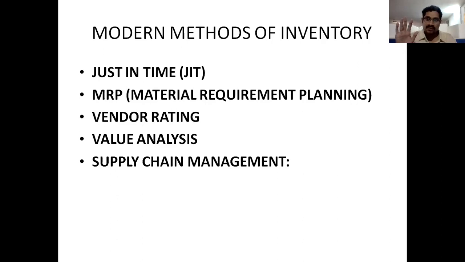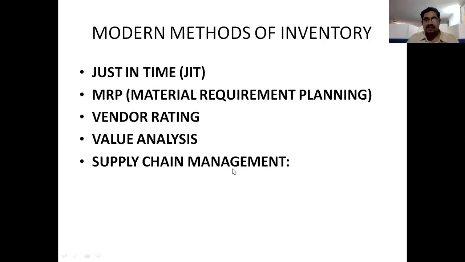Here we have 5 categories: quality, quantity, price, credit facility availability, and time. Based upon these 5 factors, we can rate the suppliers. That is called vendor rating. Vendor means supplier, so rating is based upon these 5 things. Already we discussed. Next, value analysis. Analysis means checking, and value means the product value, so product quality checking here.